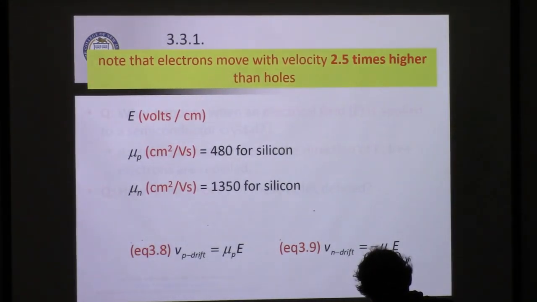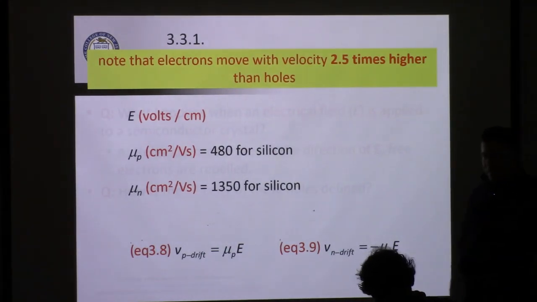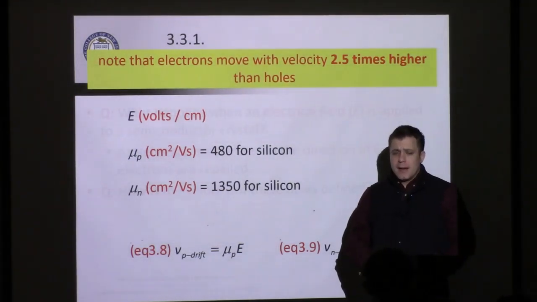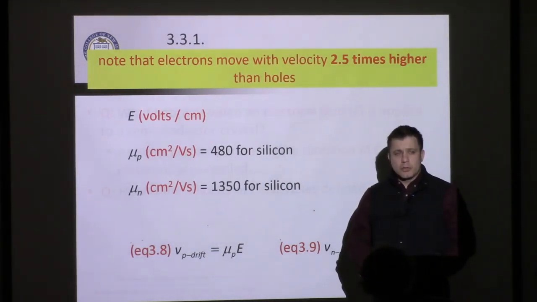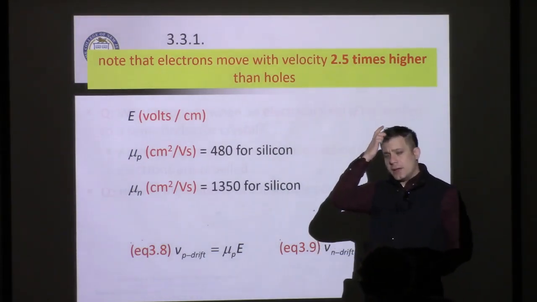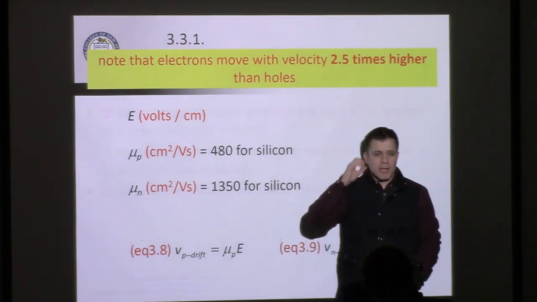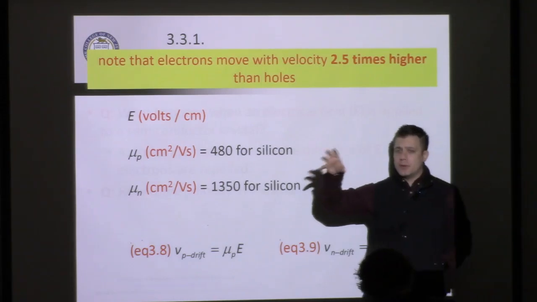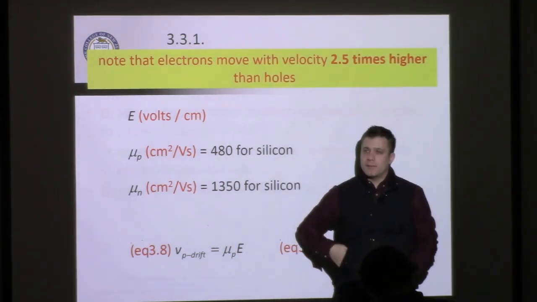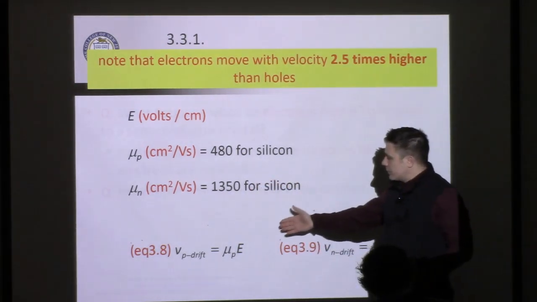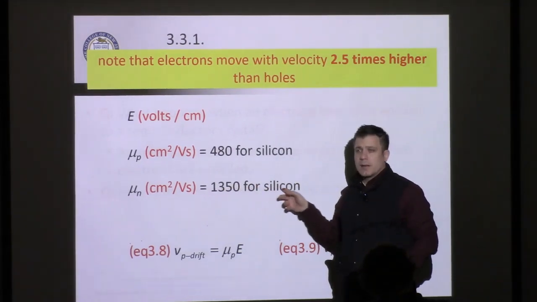So what we see is that electrons move with a velocity 2.5 times higher than holes. That's going to have some implications later on down the road. Mainly, you get more bang for your buck with electrons. Meaning that if you're trying to increase conductivity, and you are going to use either a p-type or an n-type, a donor or an acceptor type of dopant, the n-type, the donor, will increase the conductivity faster, or that relationship will be greater because of this constant right here.